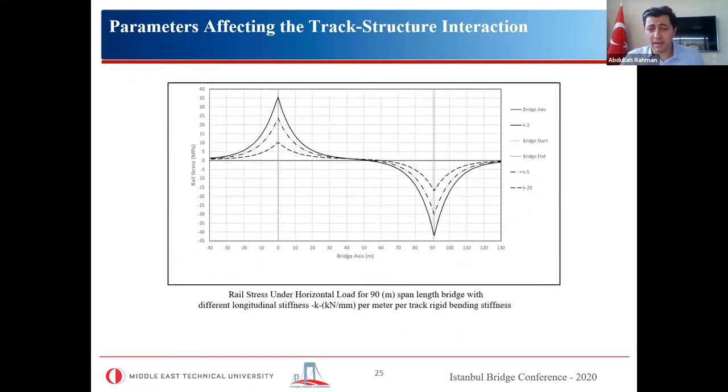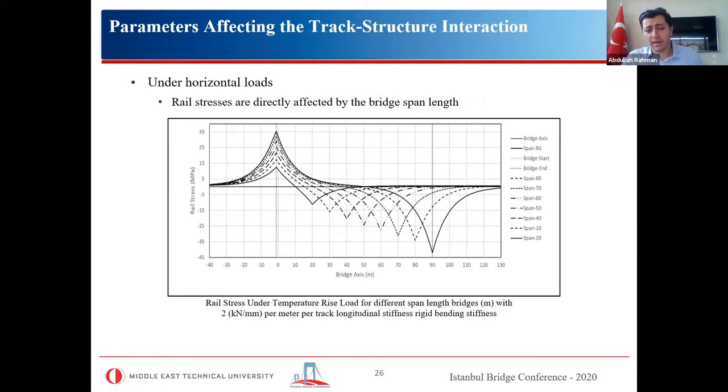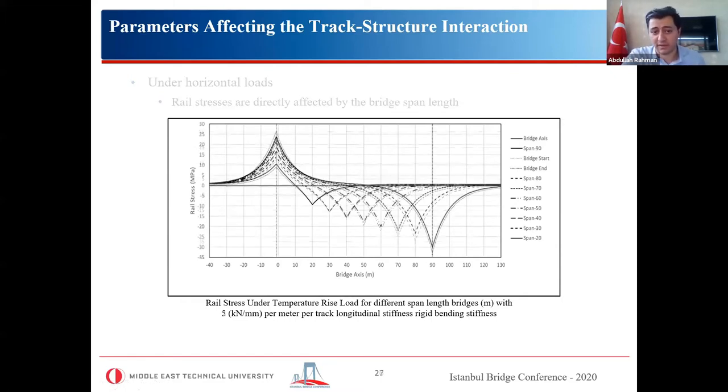Now I made the same chart, but for a 90 meter bridge span length. As you can see, the same thing happened. The lowest stiffness gives very high stresses, while the higher stiffness reduces the rail stresses. Now I've plotted all of the rail stresses under horizontal forces, but for different bridge span lengths. I started from 20 meters till 90 meters. We can see that increasing the span length will increase the rail stresses.